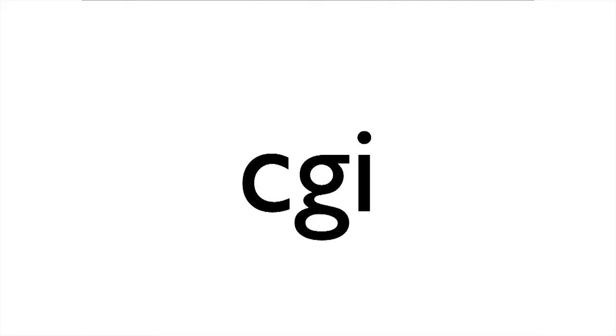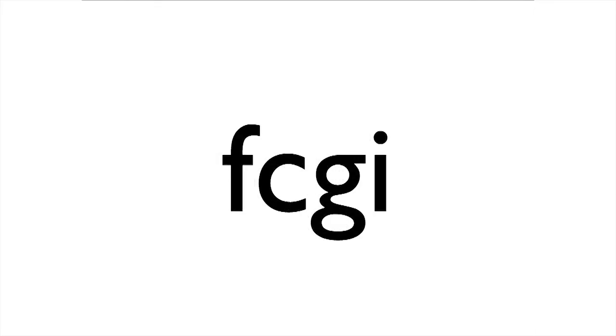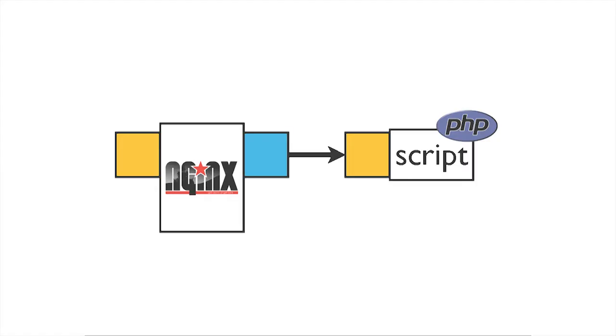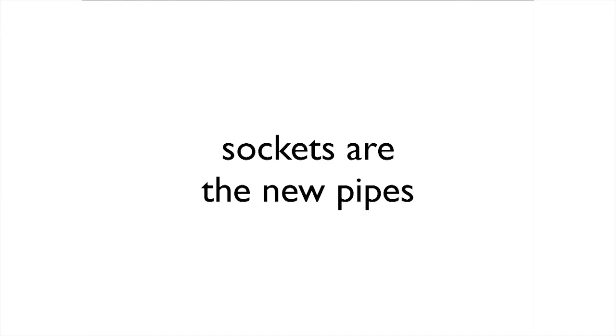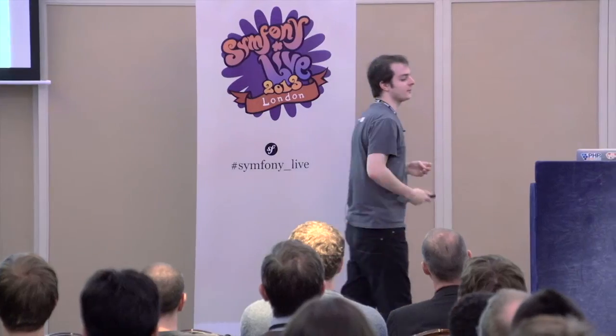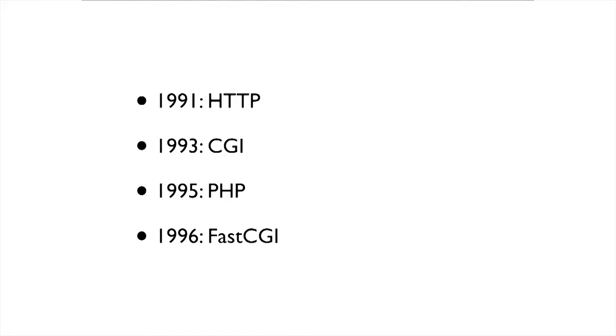So they came out with FCGI, which is fast CGI, which is like CGI but faster. And this is more or less what it looks like. So the web server is now handling all of the networking itself, and the FCGI script is also a networked thing. It also has a port and also talks over sockets. So we've replaced all of the pipes with sockets. Sockets are the new pipes. OK, so this is kind of the evolution that things went through.